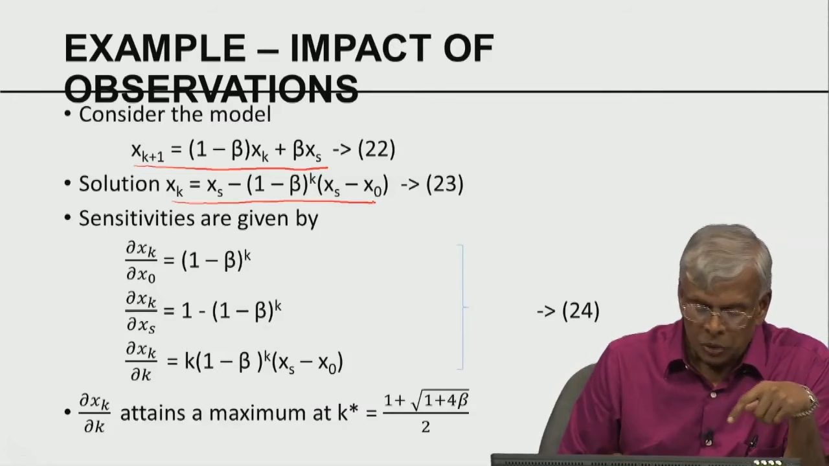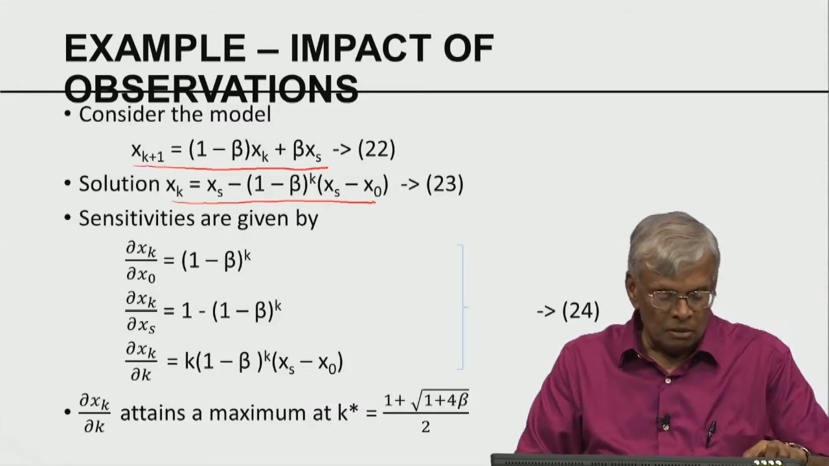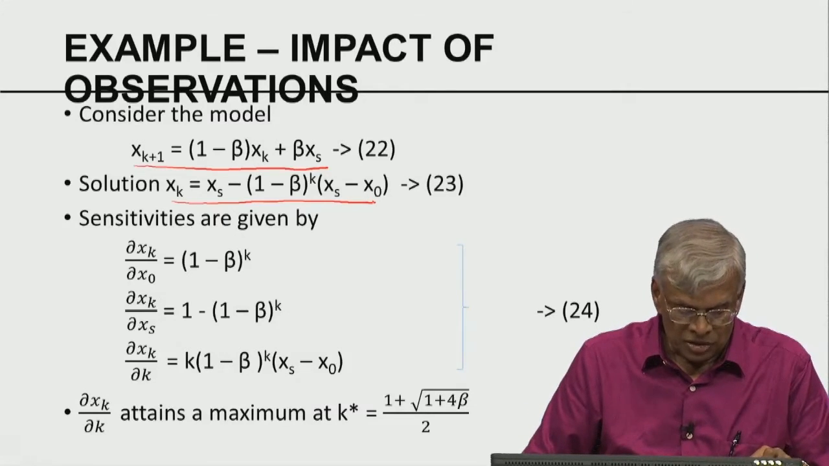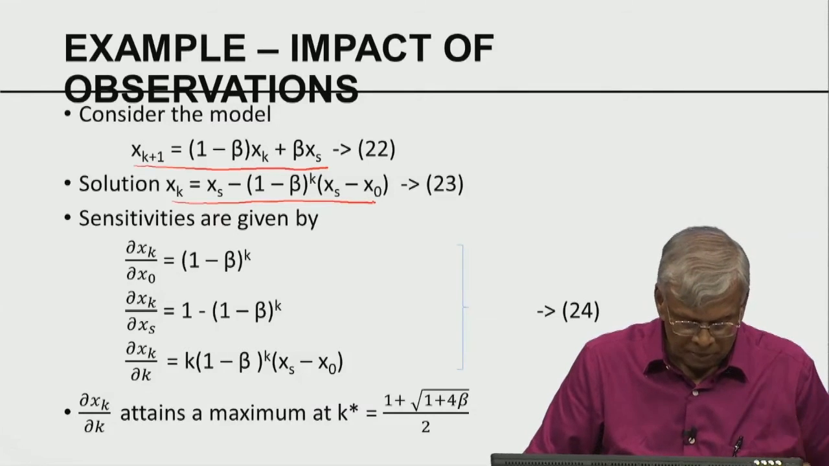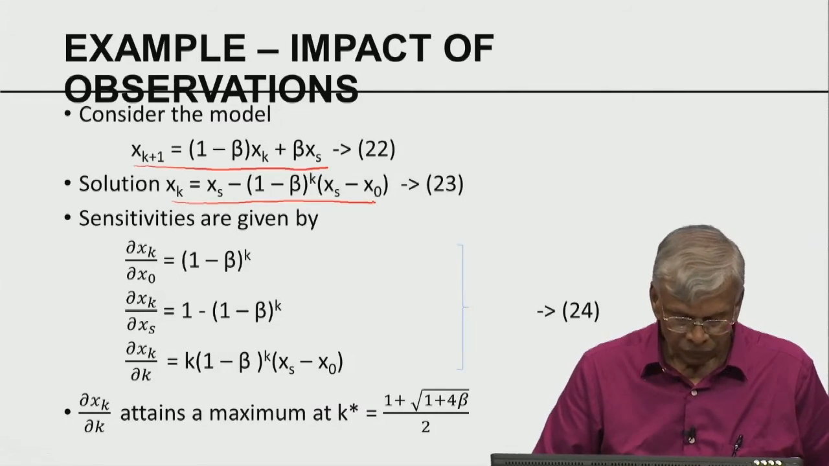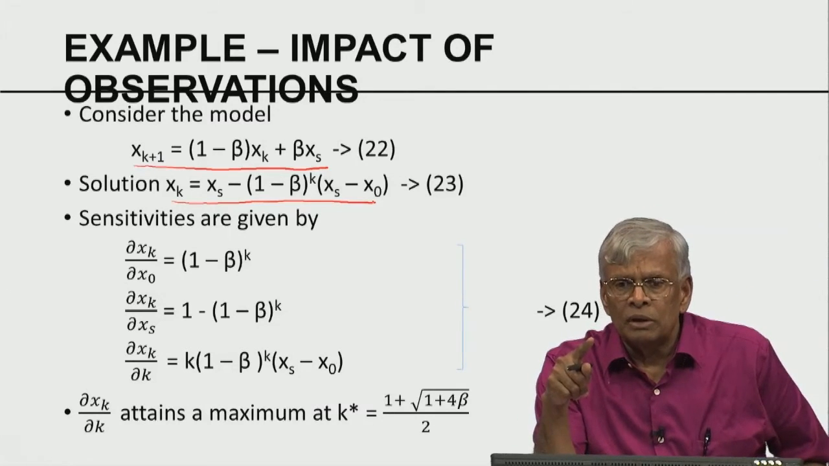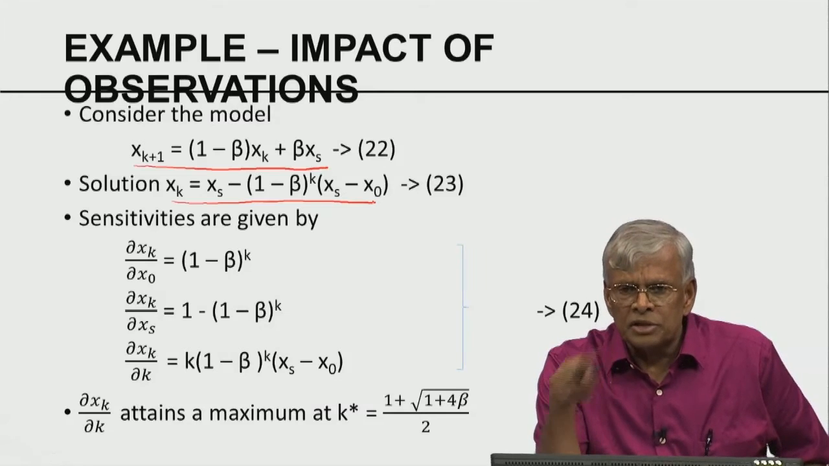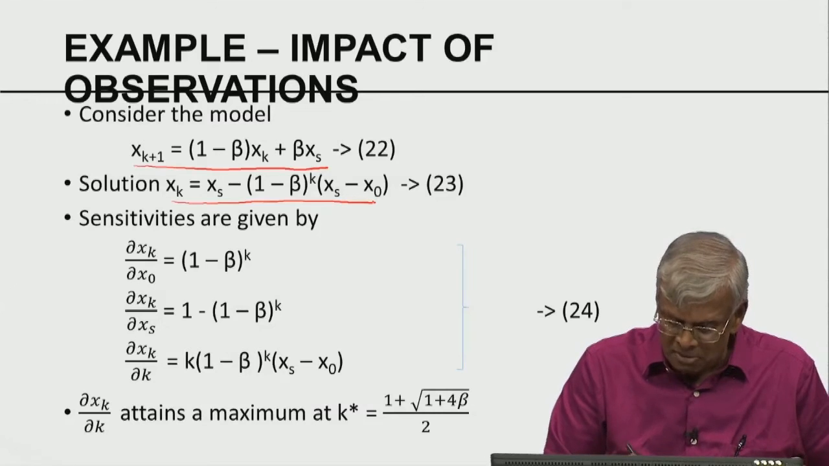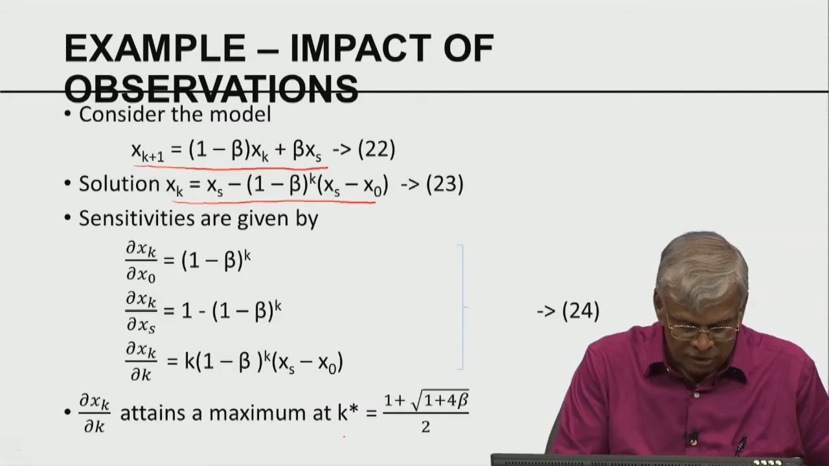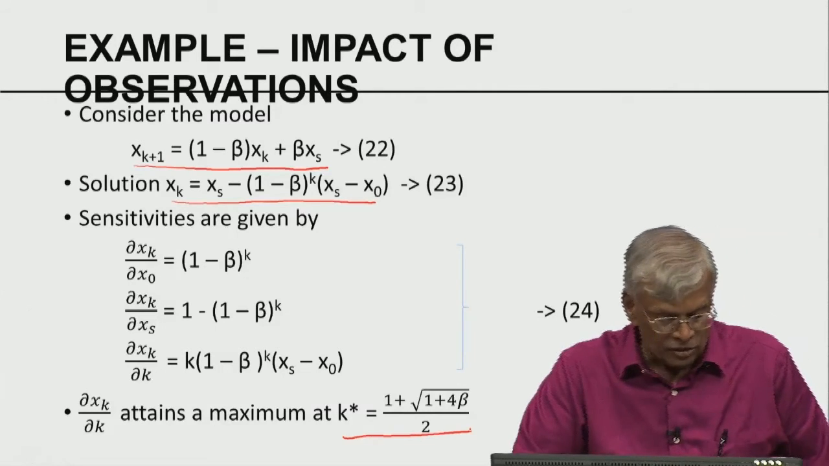22 is the model, 23 is the solution. The discrete time sensitivities of the solution with respect to the initial condition, the boundary condition, and the parameters are all given. From the plots of the solution, you may remember that the sensitivity of the solution with respect to the parameter exhibited a maximum. The maximum occurs when k is equal to k star, which is this value.